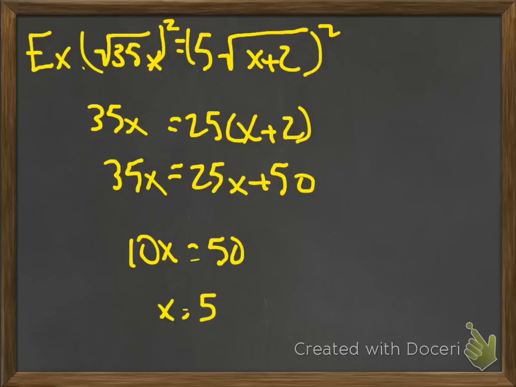Now if you were to check that one, you're going to get, on the right-hand side, 5 square root of 7. Well, then if you do 35 times 5, you get a number that, when simplified, would end up giving you 5 square root of 7. So they will match. Just not maybe in the way you would expect them to.